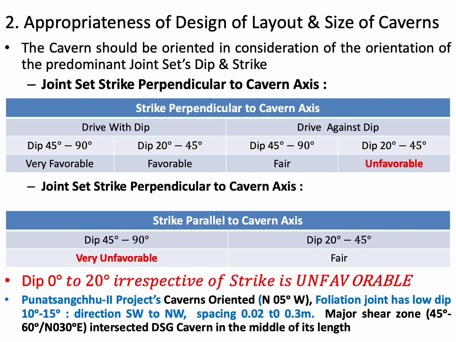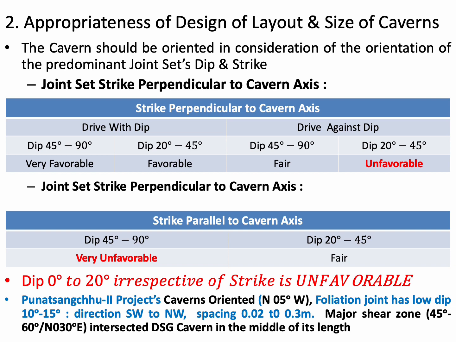If the joint set strikes parallel to the cavern axis and the dip is 45 degree to 90 degree, they are very unfavorable. Whatever the drive direction, if the dip is 45 to 90 degree, these are very unfavorable. And if the dip is 20 degree to 45 degree, this is fair.